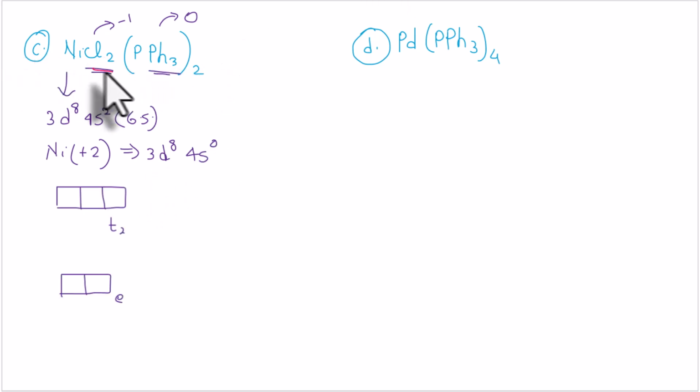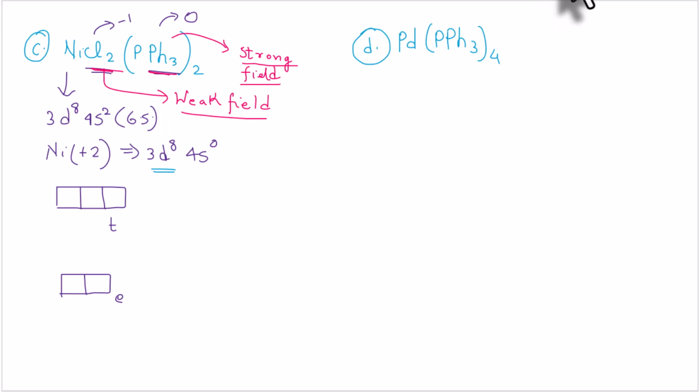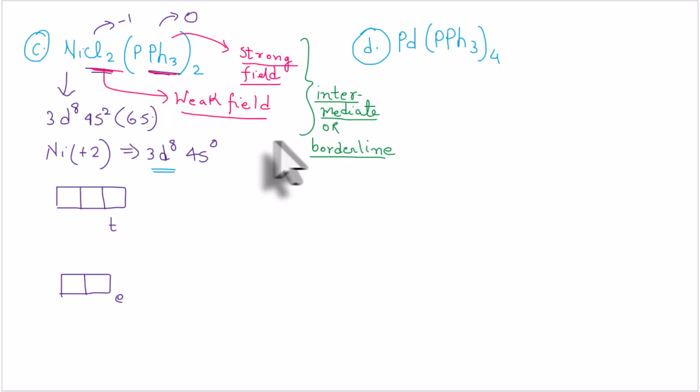Now you have to see the nature of ligands with which this nickel is coordinated. Now we have 2 Cl ligands. Cl ligands, we know that these are weak field ligands, okay? While PPh3, triphenyl phosphine, is a strong field ligand. Now, if we have an equal number of 2 different types of ligands, the overall effect will be somewhere intermediate or borderline. That is, mostly the overall effect will be of the weak field ligands. That is why we expect this to be a high spin complex.